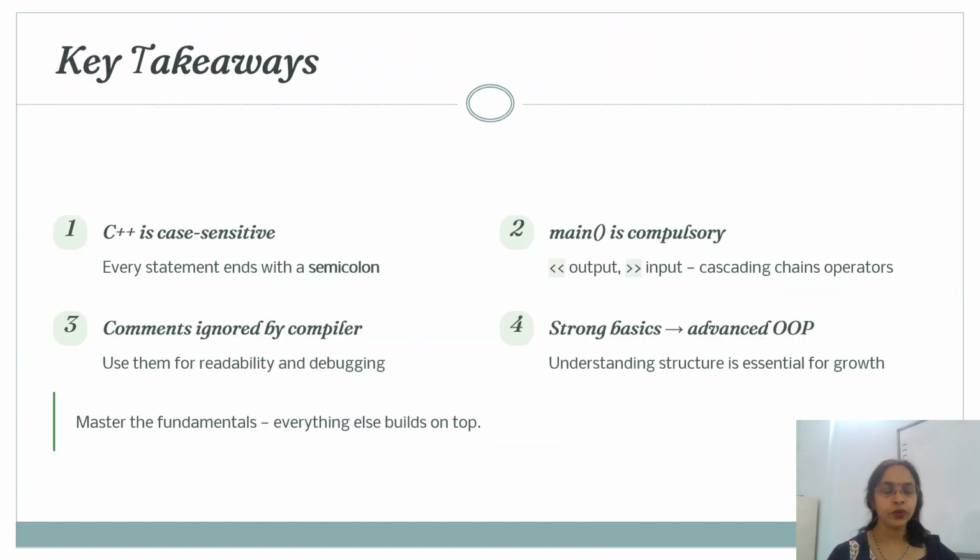Now the important rules, or the key takeaways in C++. First, C++ is case sensitive. Every statement ends with a semicolon. Comments are ignored by the compiler, that means they are not for running. We use comments in a single line or multi-line form. They improve the readability and are easy for debugging. Main is compulsory, along with input and output or cascading chain operators.